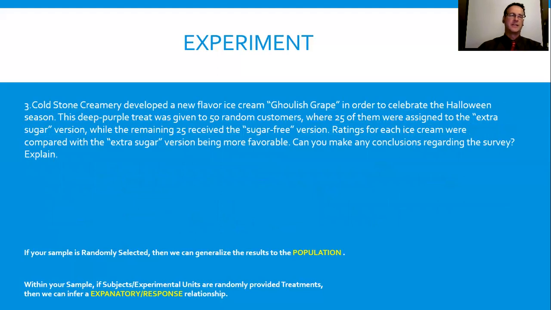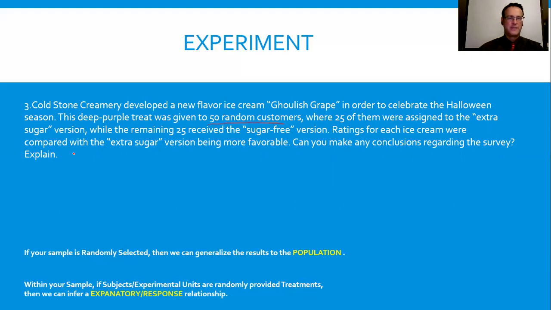All right, we're getting close to Halloween season, and I love grapes, so I made this up. Cold Soul Creamery developed a new flavor ice cream, Ghoulish Grape, in order to celebrate the Halloween season. The deep purple treat was given to 50 random customers. Ooh, there's the word random. Twenty-five of them were assigned to the extra sugary version, while the remaining 25 received the sugar-free version. Ratings for each ice cream were compared, with the extra sugar version being more favorable. No surprise. Can you make any conclusions about the survey?